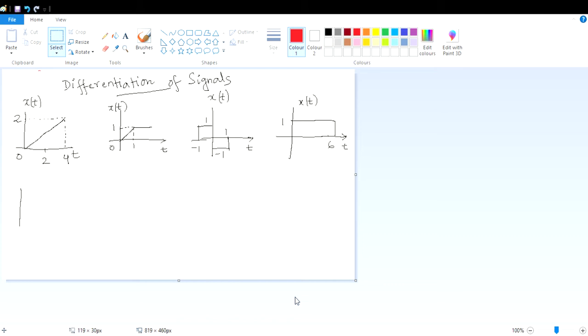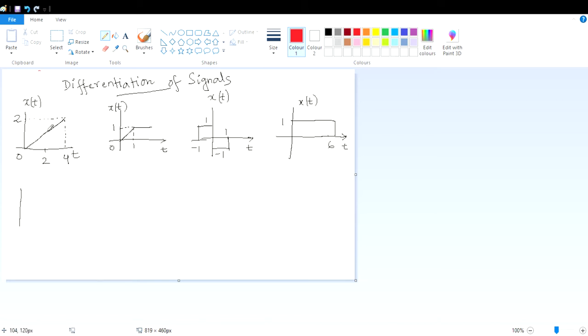Now here today, just like integration, I would like to show you how, just by observation, you can skip the process of writing the mathematical equation and you can just write the differentiation of the signal. Okay, so for that we are taking these two signals. Just like integration, here also we have to remember two things.